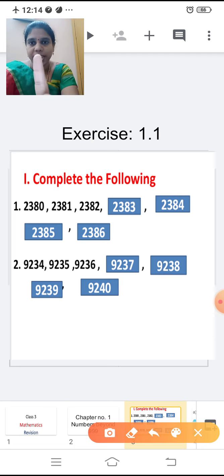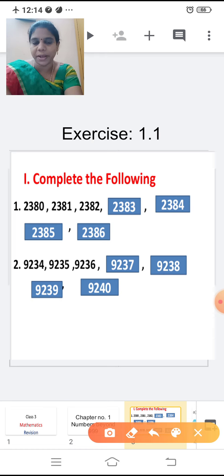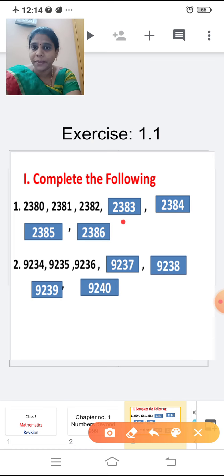So next you're going to add 1 to the number 2382. That means next is 2383. These are all consecutive numbers. I think you all know this, right? Next, what number will come? 2384, 2385. That means you're going to add 1 to the number 2384. The answer is 2385. Then add 1 more to the number 2385: 2386. Shall we move on to the next one?